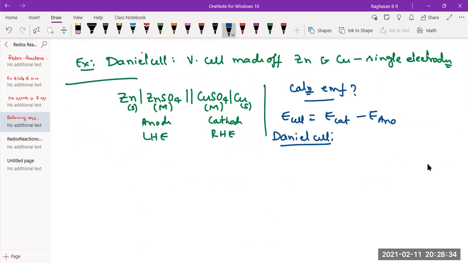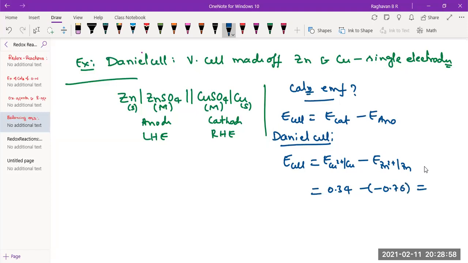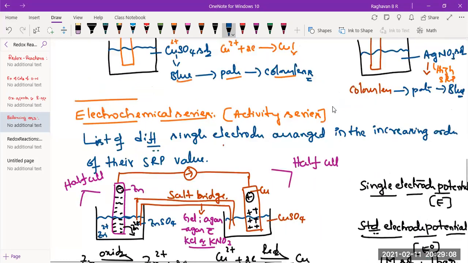So coming back to this now. Fine, this is for the Daniell cell. How do we calculate? E of cathode is of the copper electrode. E of anode is of zinc. So for copper, I told you the reduction potential is 0.34, minus of minus 0.76 volt. If you calculate, it becomes 1.1 volt. So this is about single electrode calculation and representation.